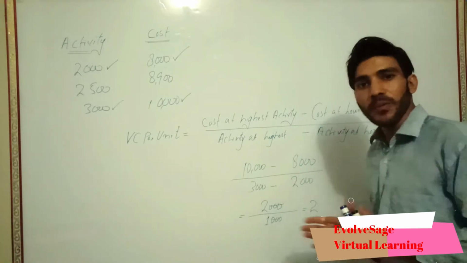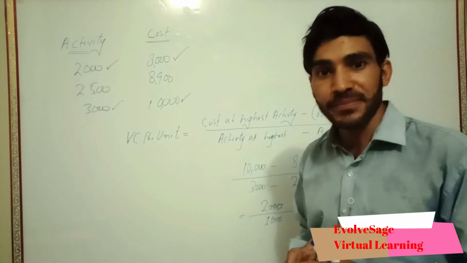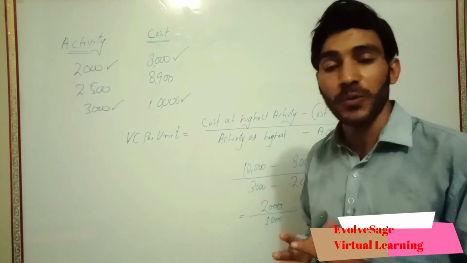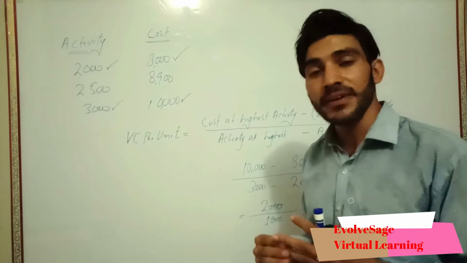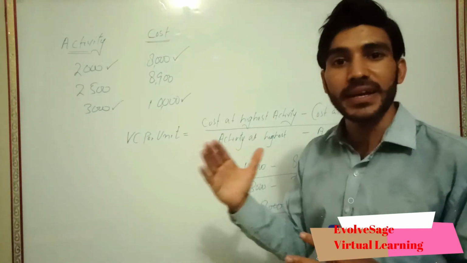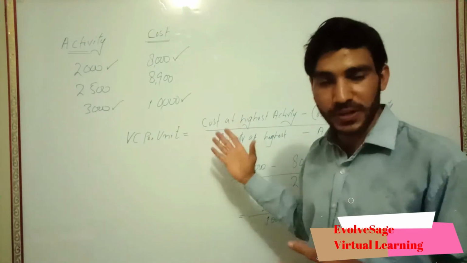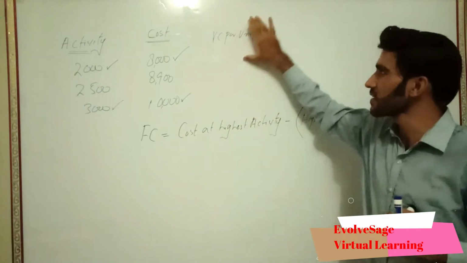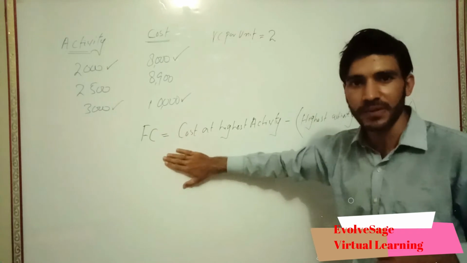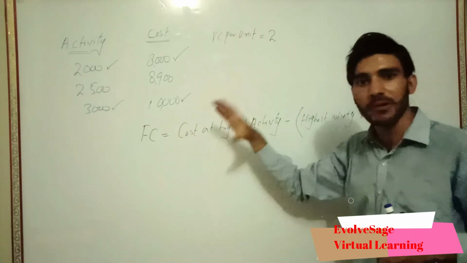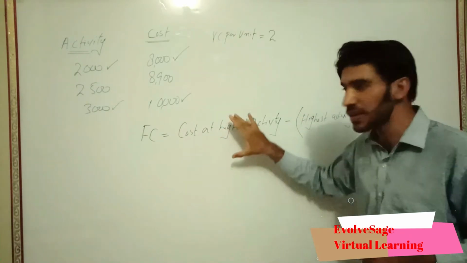Now it becomes easy for us to go to our next step, identifying your fixed cost. How can we calculate it? Okay guys, we have identified variable cost per unit. Now we will identify fixed cost. On the basis of this cost we will be able to identify our fixed cost, and for that we will use this formula.